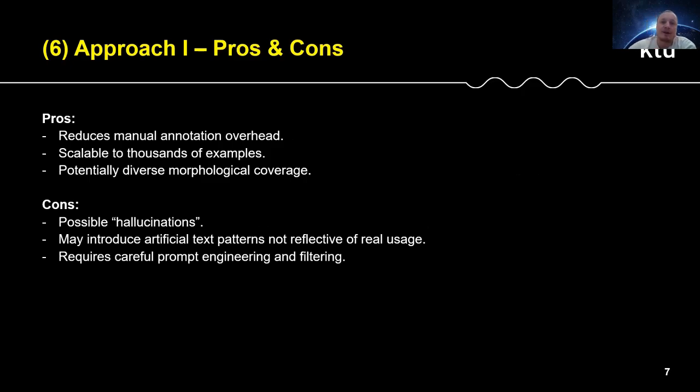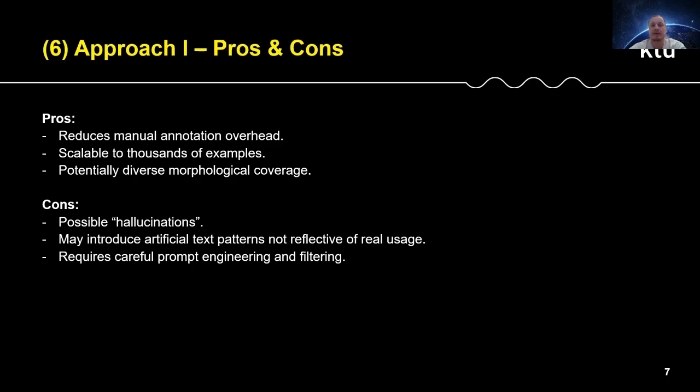The main advantage of this approach is that we don't need resource-intensive manual annotations, and synthetic data generation could be scalable to thousands of examples with potentially diverse morphological coverage. The main disadvantage is that a data set created in this way can lack real-world examples and real-world diversity, because text generated by large language models often contains hallucinations and some patterns which are not reflective of the real world.